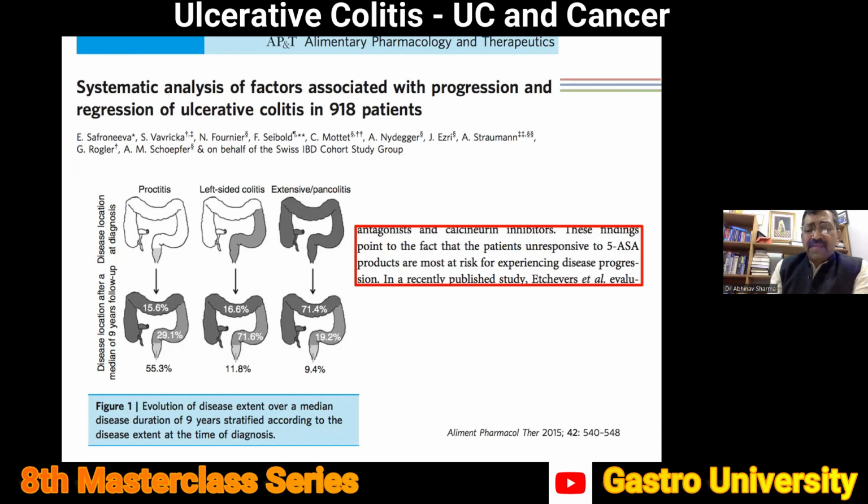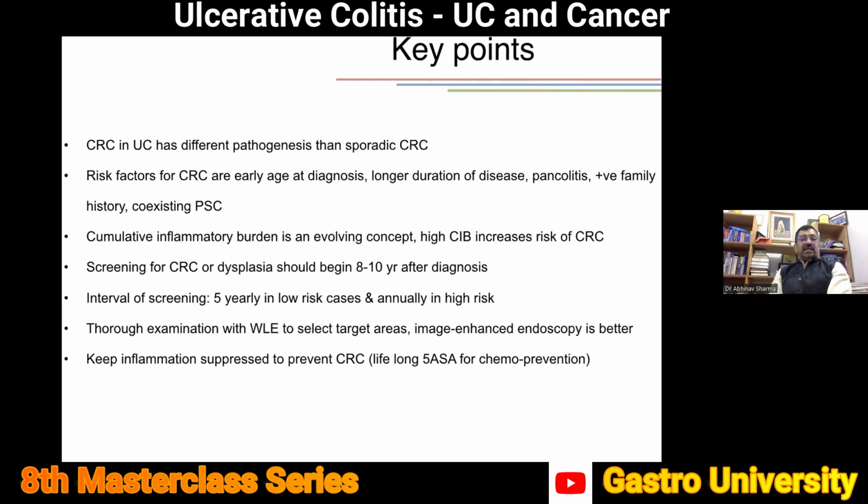So this patient, when she was not very compliant and she was not on follow-up and she never had repeat scopies done, that time probably she might have evolved into pancolitis from left-sided colitis, and hence colon cancer developed on right-sided colitis. So this is my last slide.